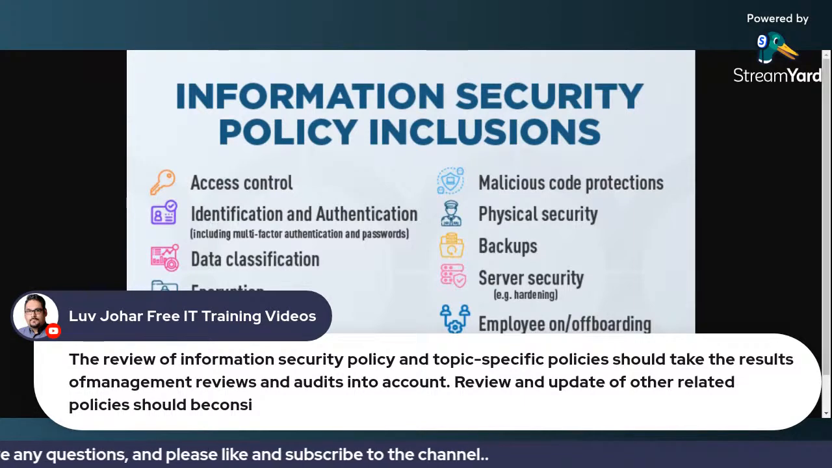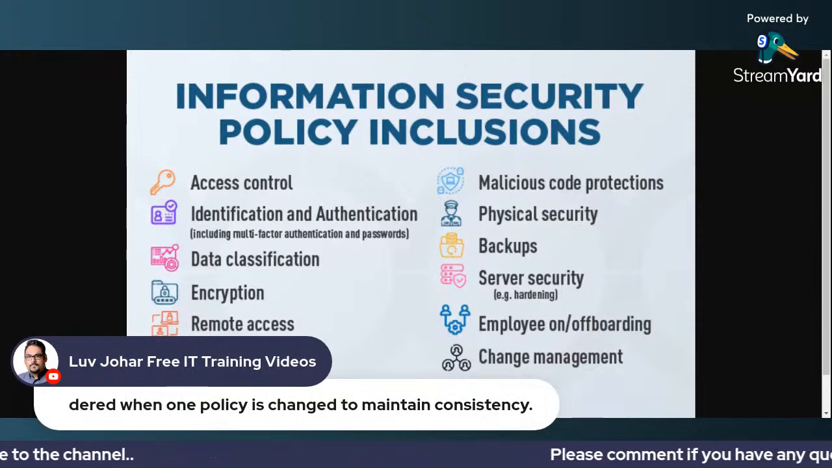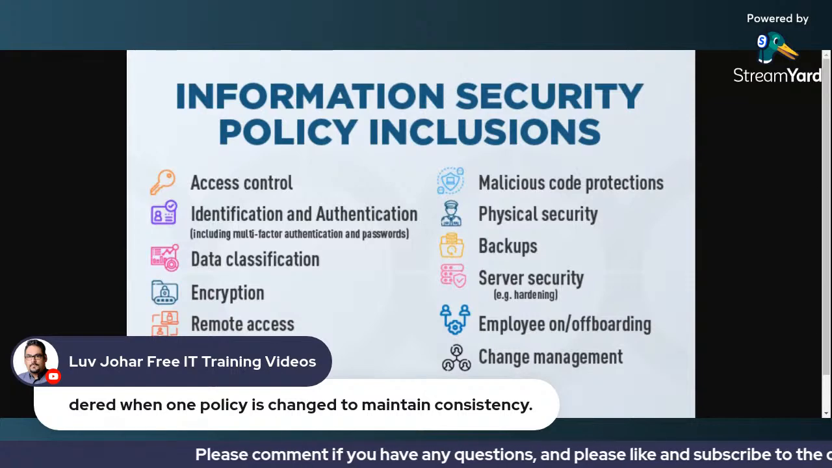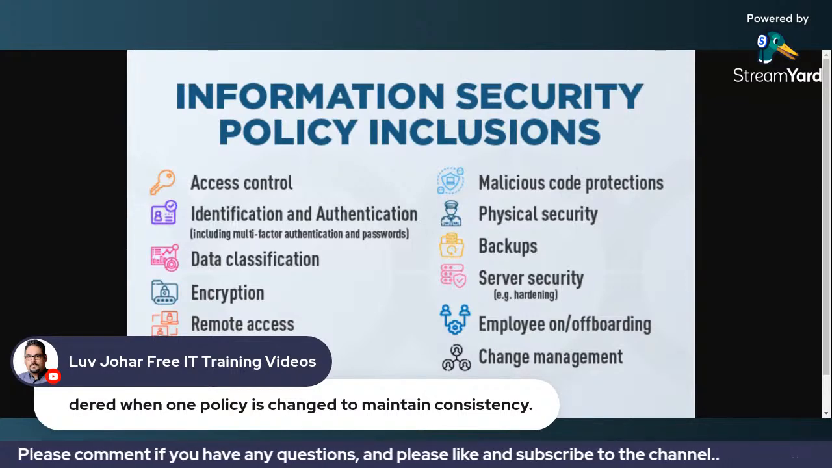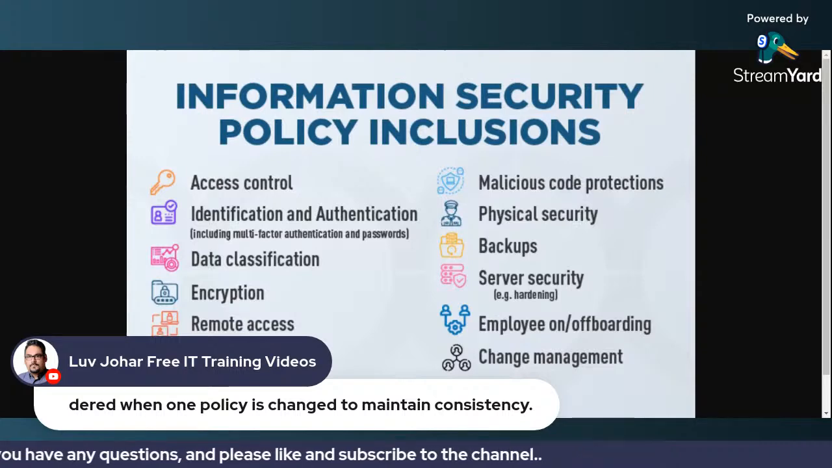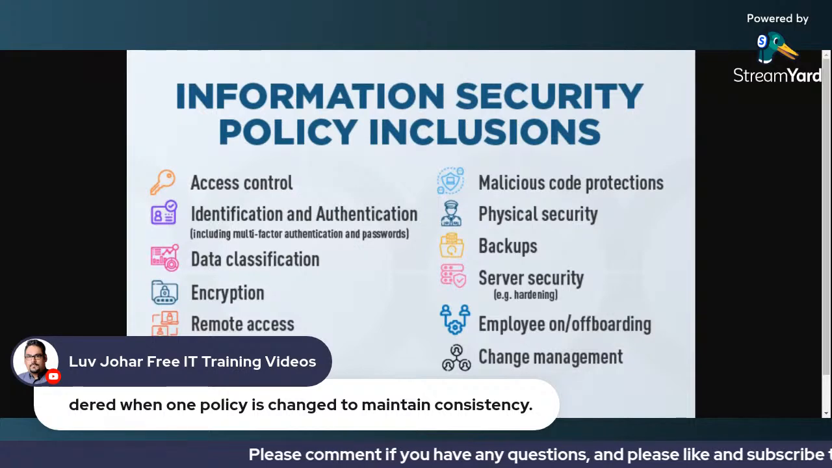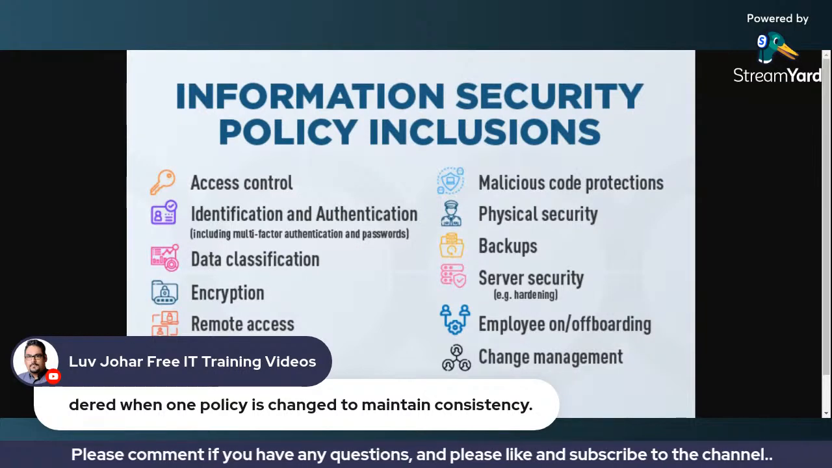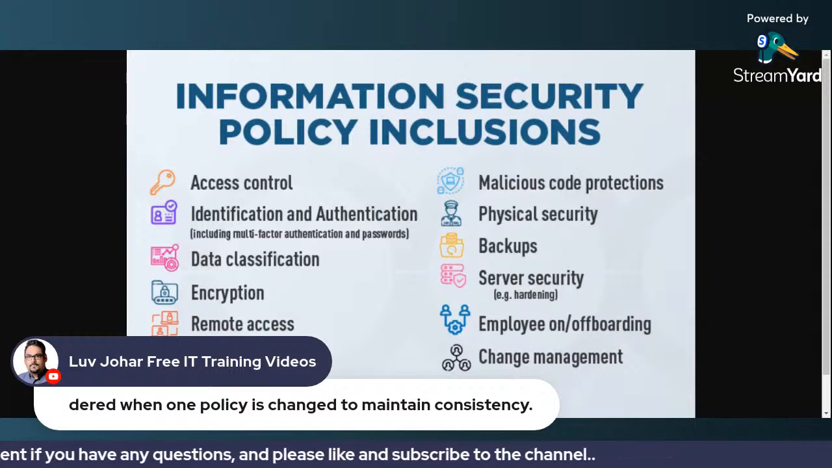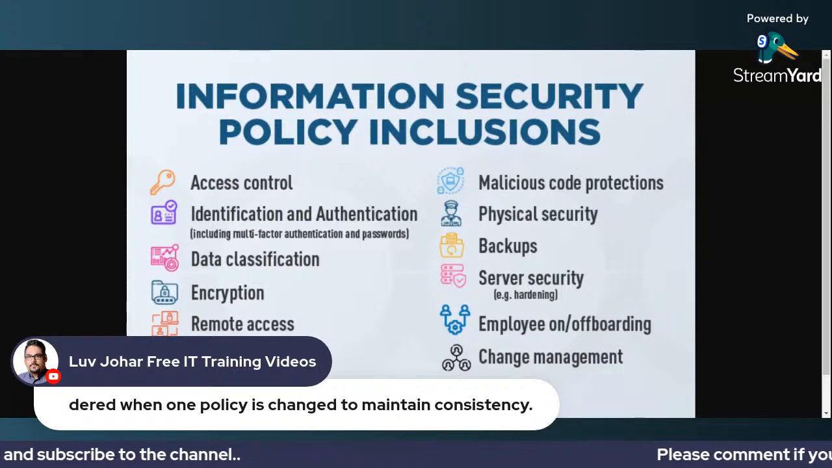After that, it says review and update of other related policies should also be considered when one policy is changed to maintain consistency. This is very important. For example, if you change one policy which is directly related to any other policy, it should maintain consistency. There should not be a case where there are deviations between different policies. If one policy is pointing in one direction, the other policy should also point the reader in the same direction. That is what it is trying to say.